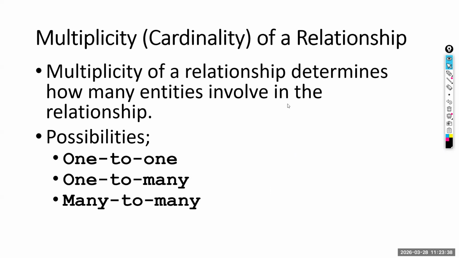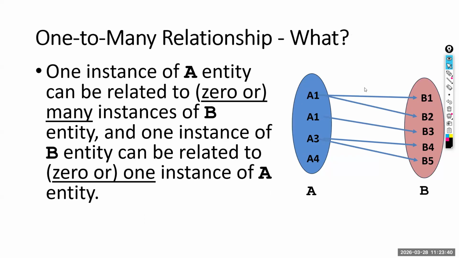So this is one to many. One instance of A can be related with many instances of B. But one instance of B is related with only one instance of A. You need to state both sides. So then only it is one to many.